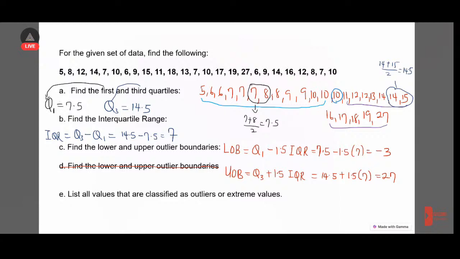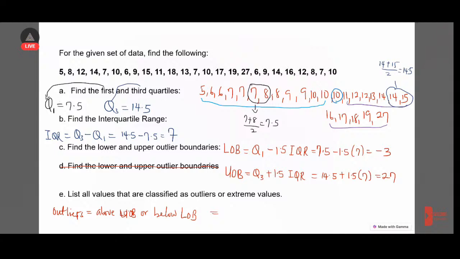The last question is, list all the values that are classified as outliers or extreme values. You see, the outliers are values above the UOB or values below the LOB. Now, for the LOB, do we have any value below it from the data set? Do we have any negative values? If you check this, no. There's no value less than negative 3.